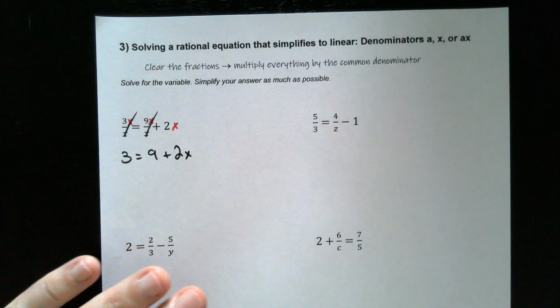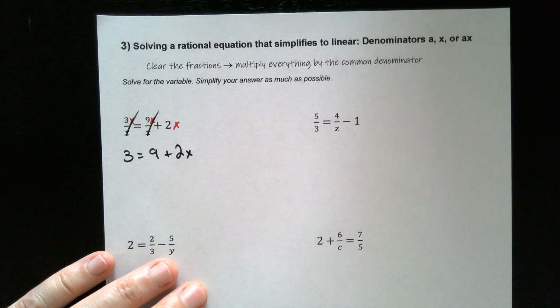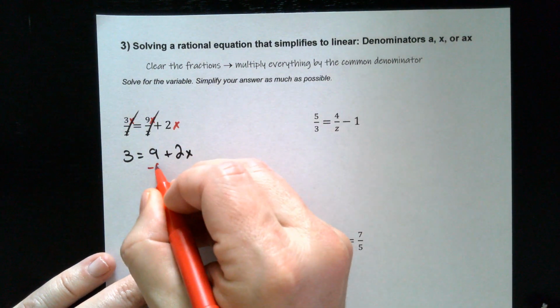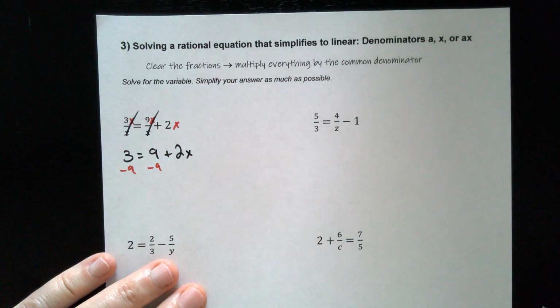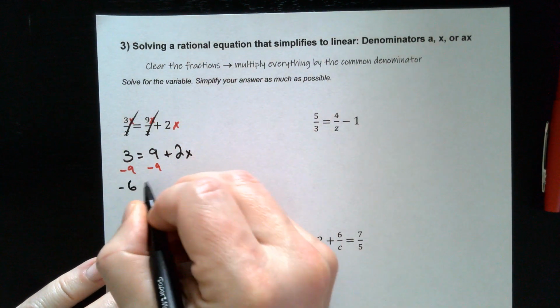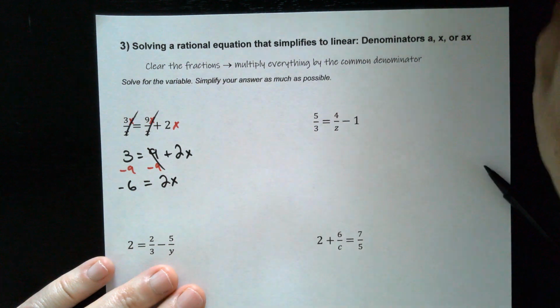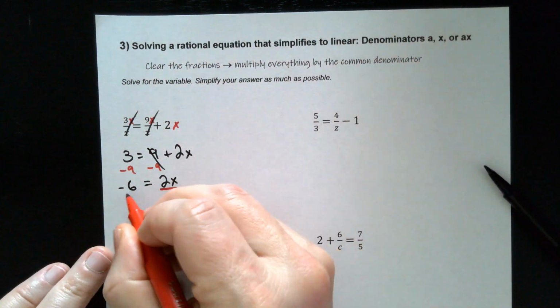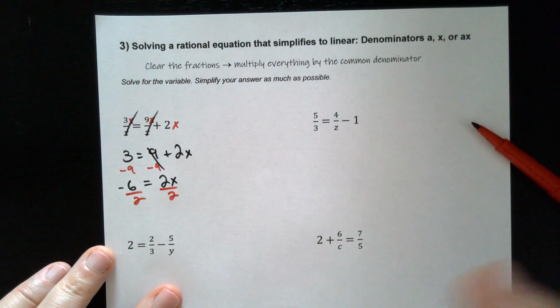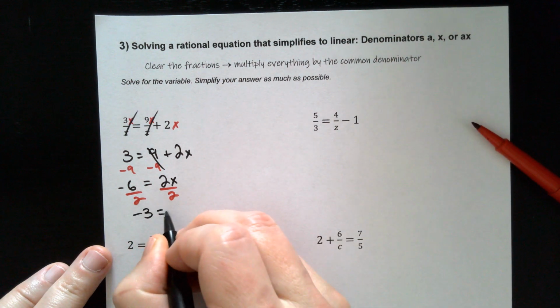So now we only have one variable and no fractions. Get rid of the thing that's not touching the x. It's this, so I'll subtract the 9. 3 minus 9 is negative 6. And on the right, we get a 2x. Divide by the 2. And we get negative 3 is equal to x.